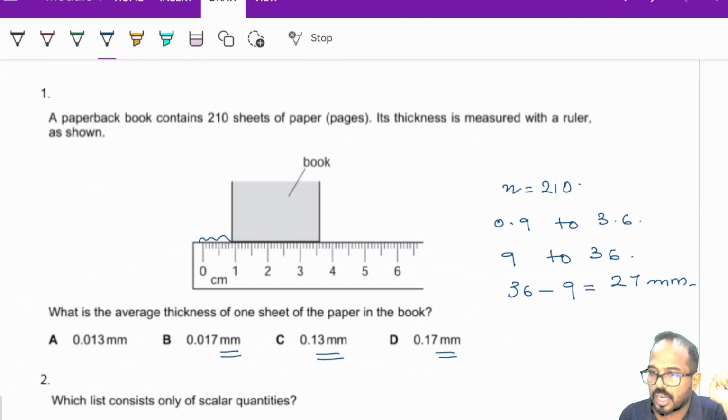This is for 210 sheets. So what is the thickness? 27 divided by 210, right? So thickness of one sheet will be 27 upon 210. You check that in your calculator, you will get, it will be 0.128, which is equal to 0.13 mm. Your answer C is correct.